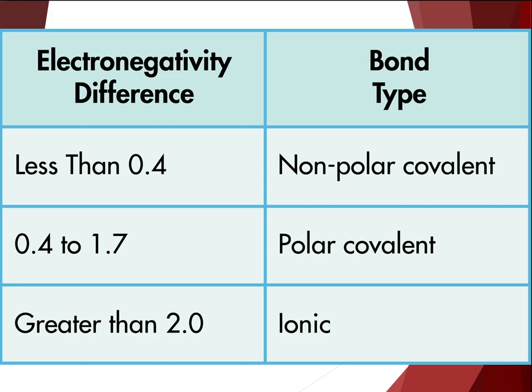In a molecule with more than two atoms, the electronegativity difference is calculated separately for each bond between two atoms. The table on your screen here gives the approximate ranges for these three types of bonds. However, the dividing lines between the three types of bonds are not definite, and sometimes classification depends on the types of atoms involved.